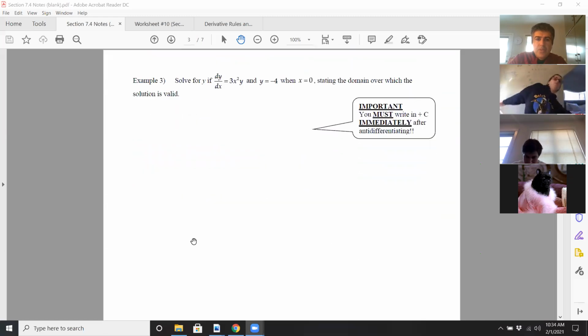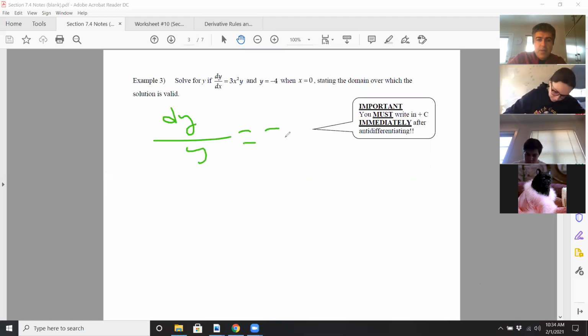So for example 3, let's work this out. Let's separate. So you have dy over y equals 3x squared dx. Check, I've separated now. I moved the y to the left side, the dx to the right side. We're good. Next step is to integrate.